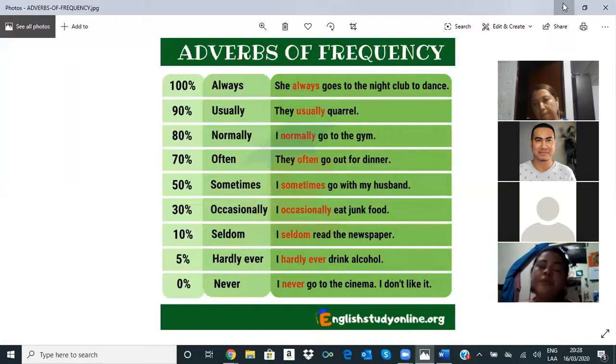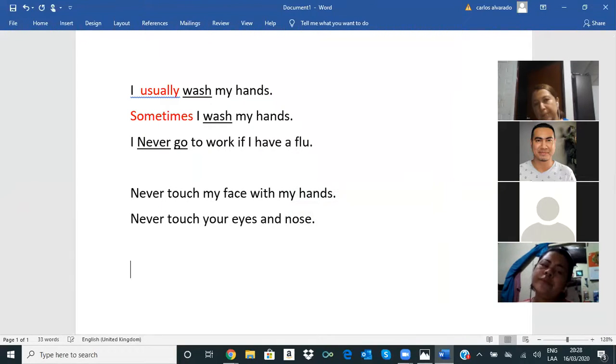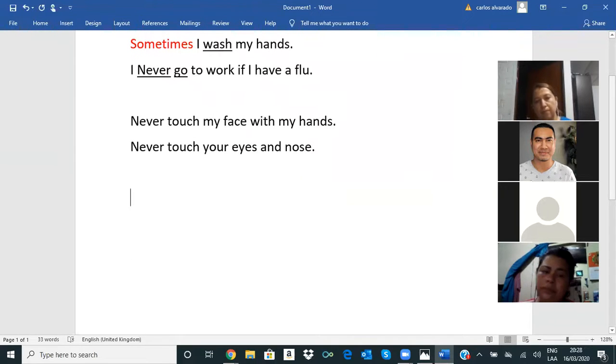What about time expressions? There were other frequency expressions that we saw, for example, once a week, once a day, twice a day, three times a day. Do you remember? También esas? Yeah, estaban ahí. Yes. Section one. Do you remember?